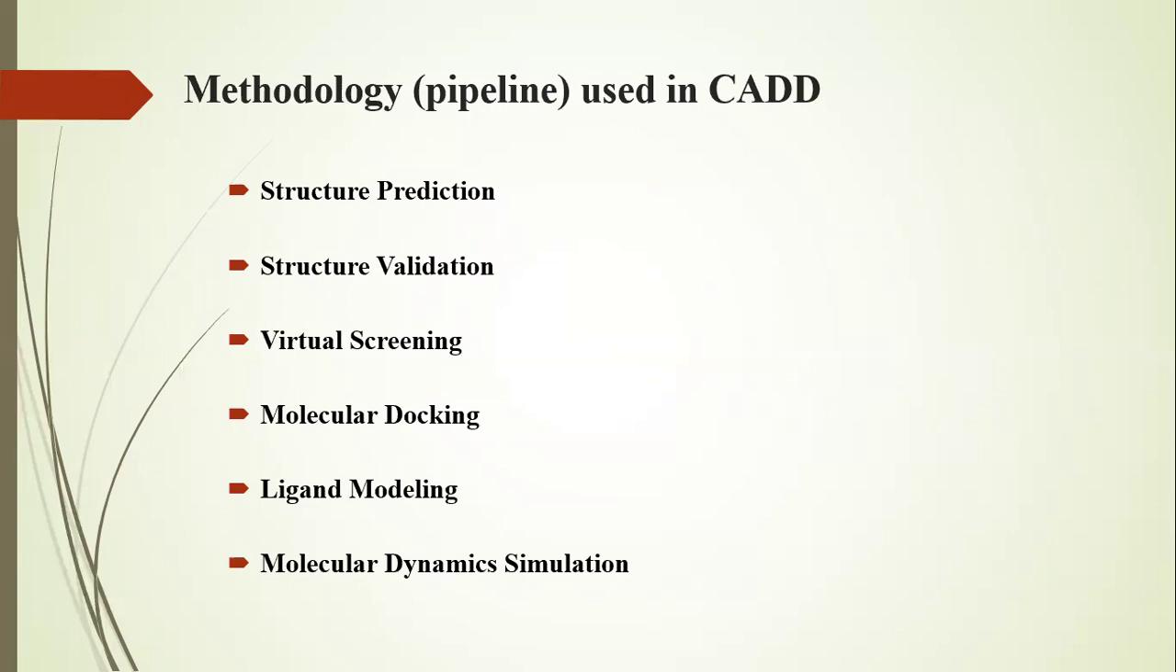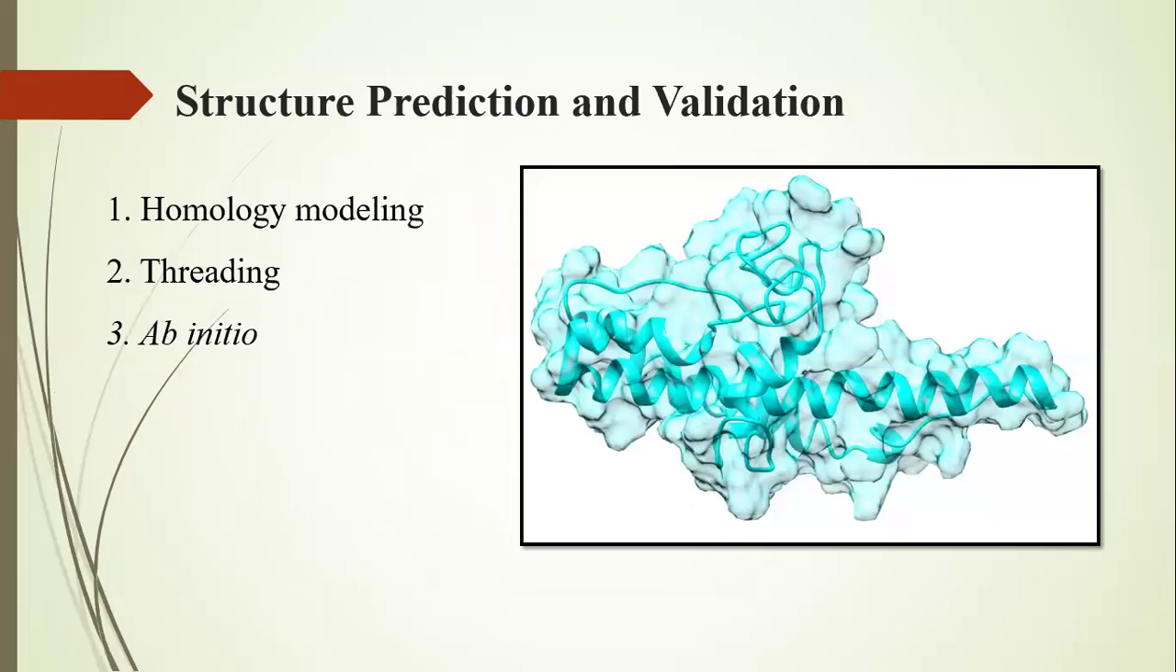So here we have the conventional pipeline we use. We can change or mold it according to our experiments and the nature of the experiment. We have structure prediction, structure validation, virtual screening, molecular docking analysis, ligand modeling, and molecular dynamic simulation. The first two steps depend on the structure of the protein. If the protein structure is available, then we do not need to perform three-dimensional structure prediction through computational means.